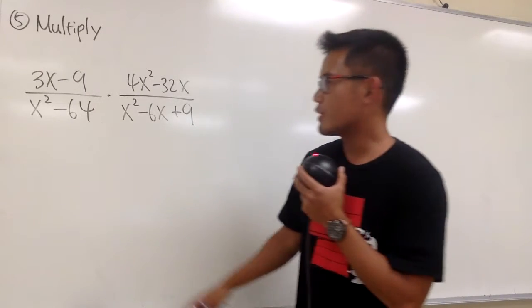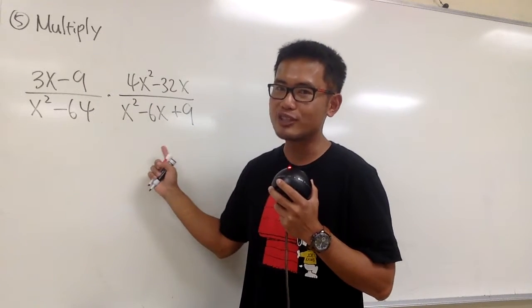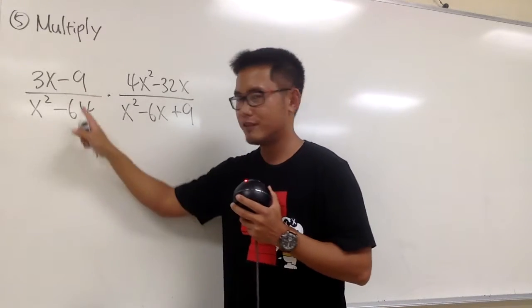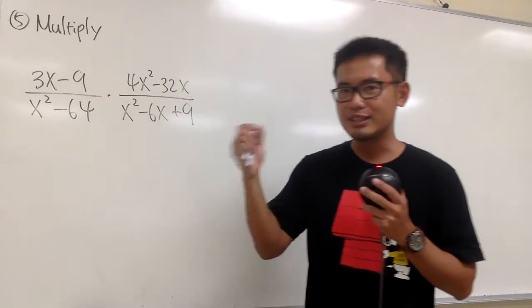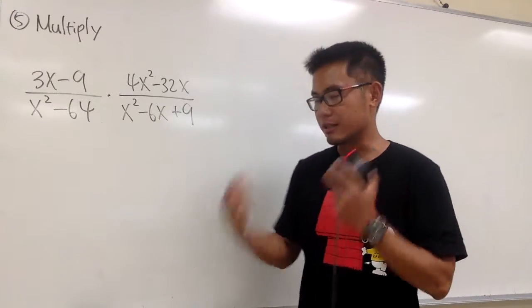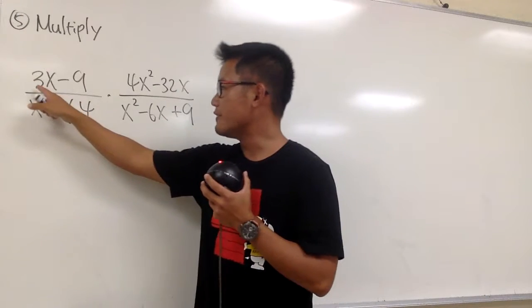Okay, for number 5, we are going to multiply these two algebraic fractions, these two rational expressions, okay? And the deal is that we will factor, and then cancel, whenever we can find a common factor on the top and on the bottom, okay? So let's go ahead and factor this out first.